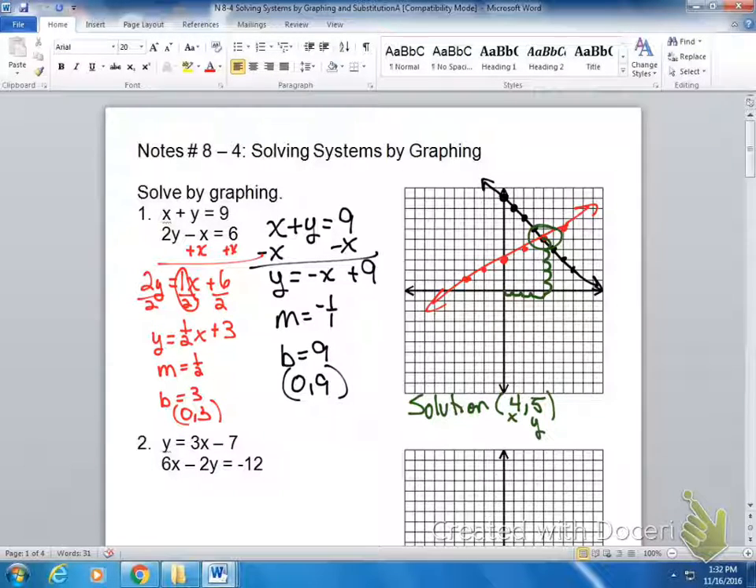Remember, that's x and y, the top one. 4 plus 5 does equal 9. 2 times 5 minus 4 is 6. So we can check it if we want to, but we're good there.